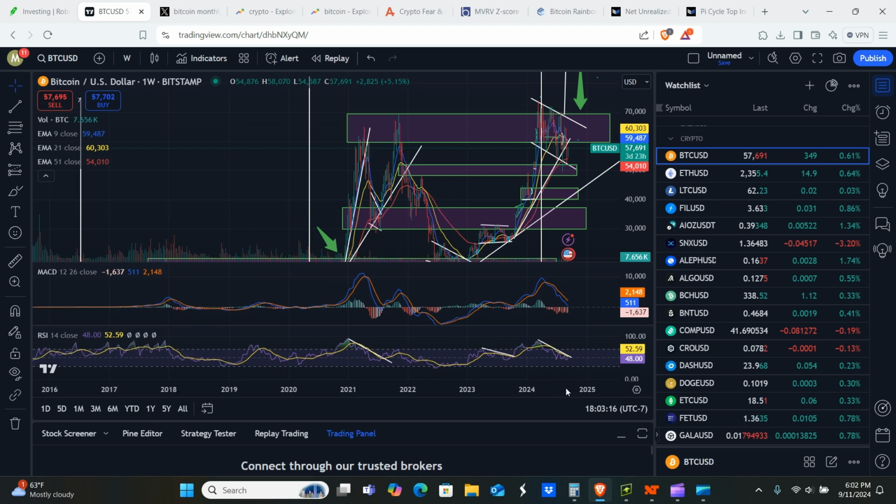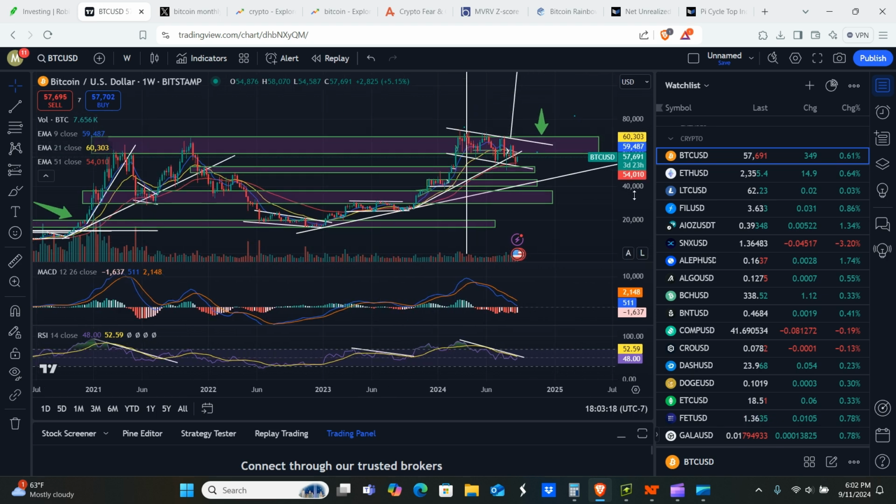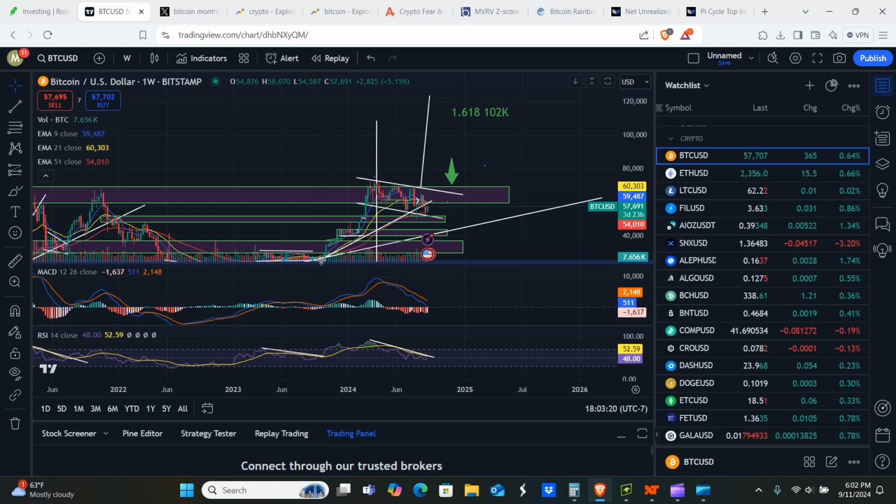We showed you what a textbook bull flag looks like, and it literally looks something like this. Okay. So you have your flag, and then you have your pole, and then you have your flag pole breakout. Okay. This is literally a textbook bull flag. I don't know how else to tell you all that. It's literally the largest bull flag I've ever seen ever in my investing and trading career.